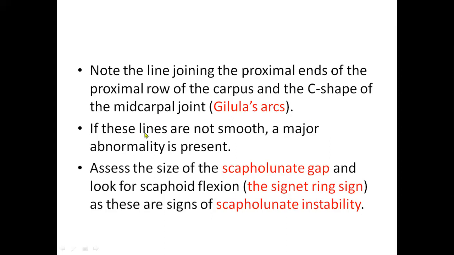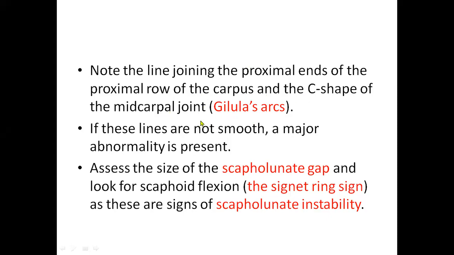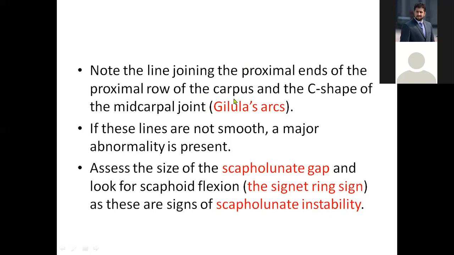These lines should be smooth, and if they are not smooth, then it means some major abnormality is present. So we will discuss in the upcoming slide what we mean by the Gilula arcs. These are also known as the Gilula lines. So note the line joining the proximal ends of the proximal row of the carpus and the C shape of the metacarpal joint. And these lines are known as the Gilula arcs.